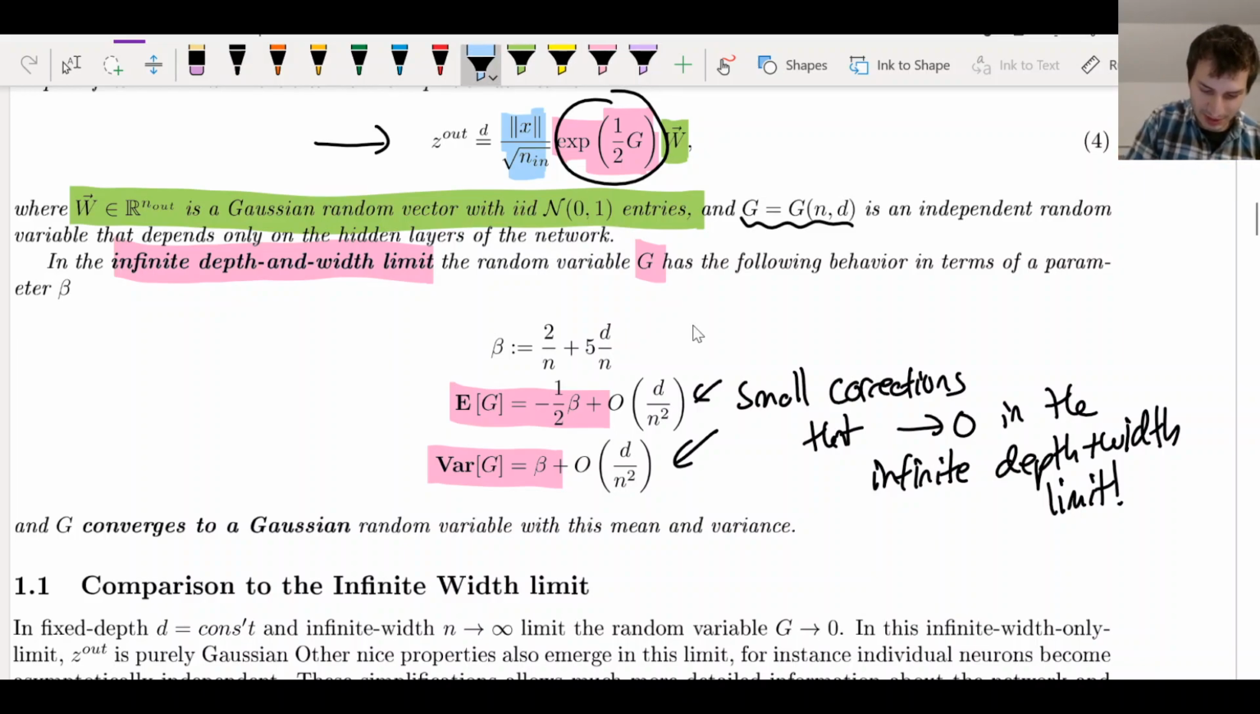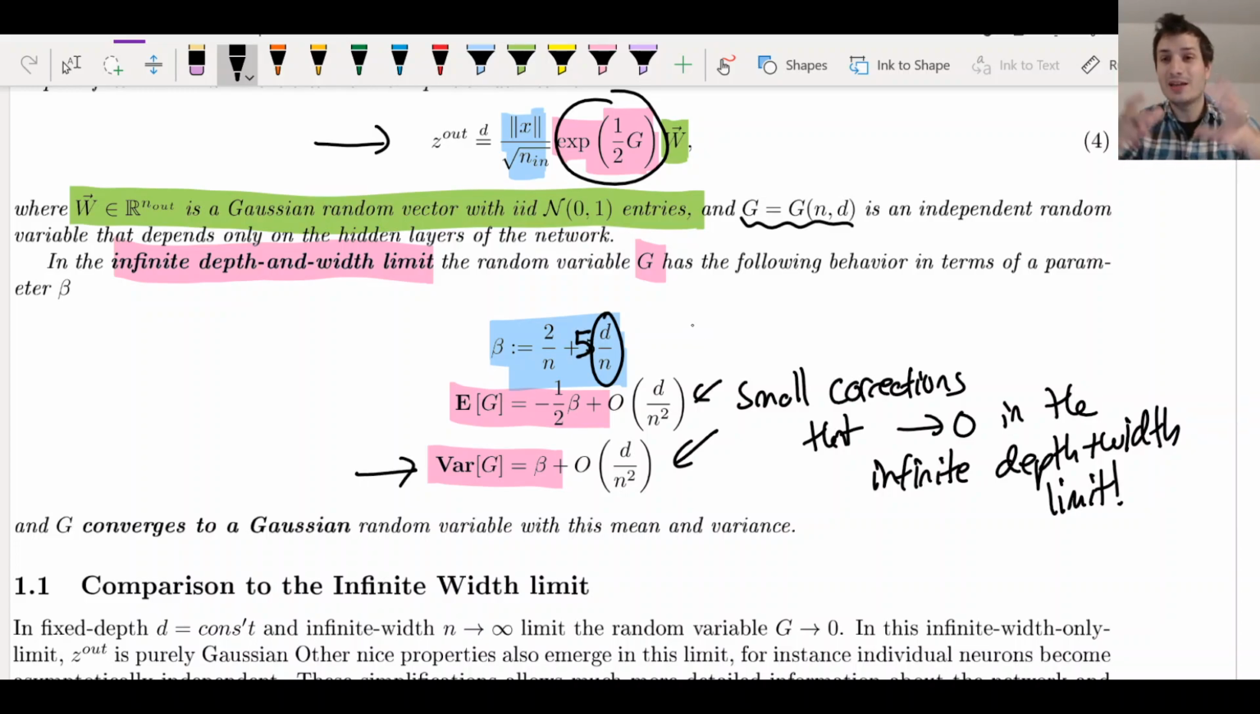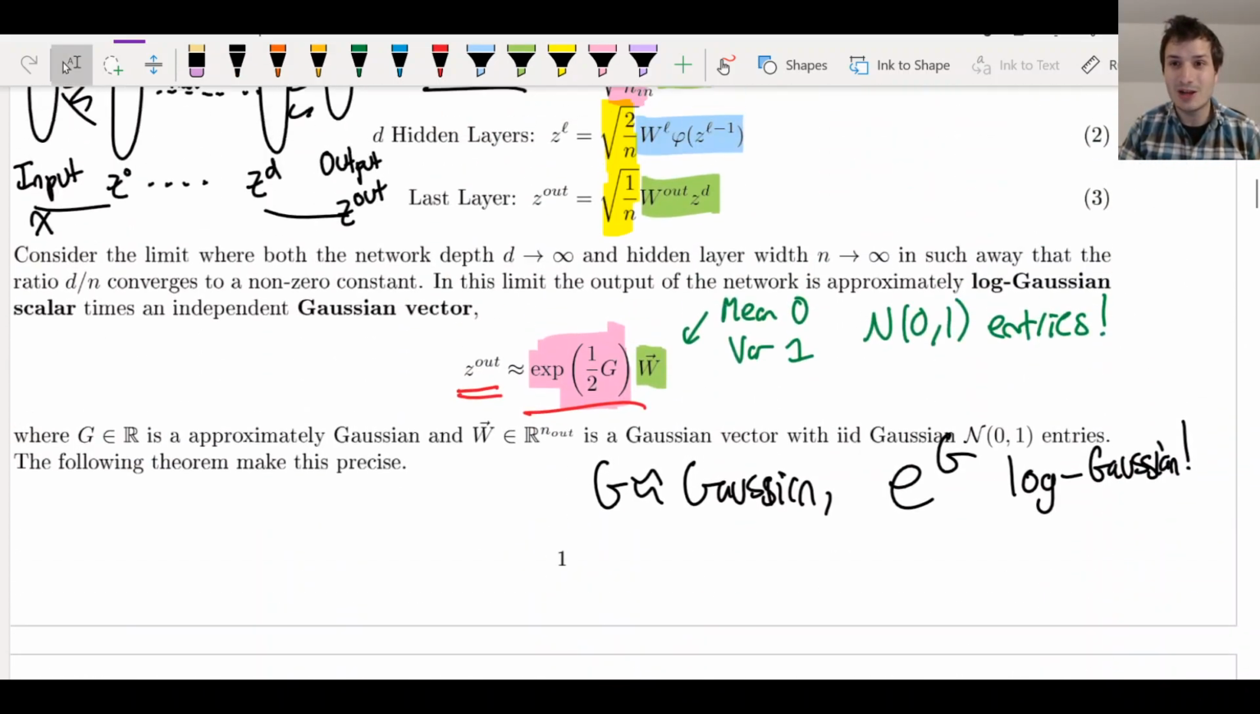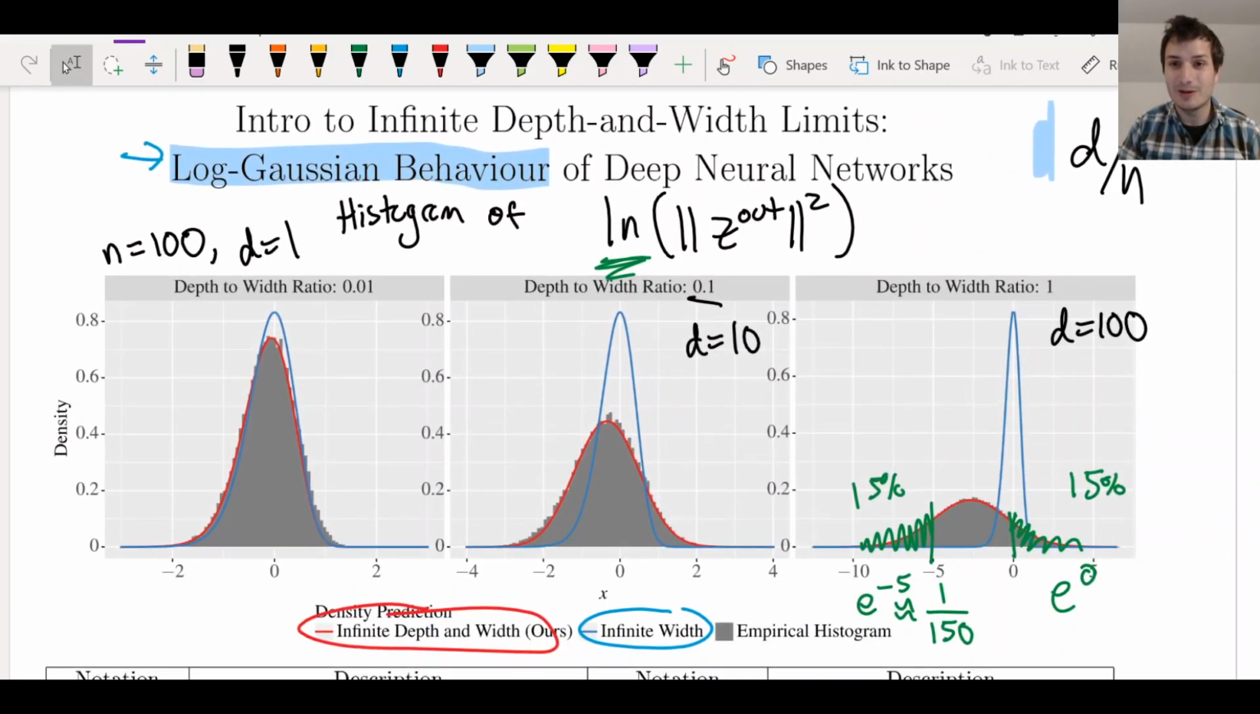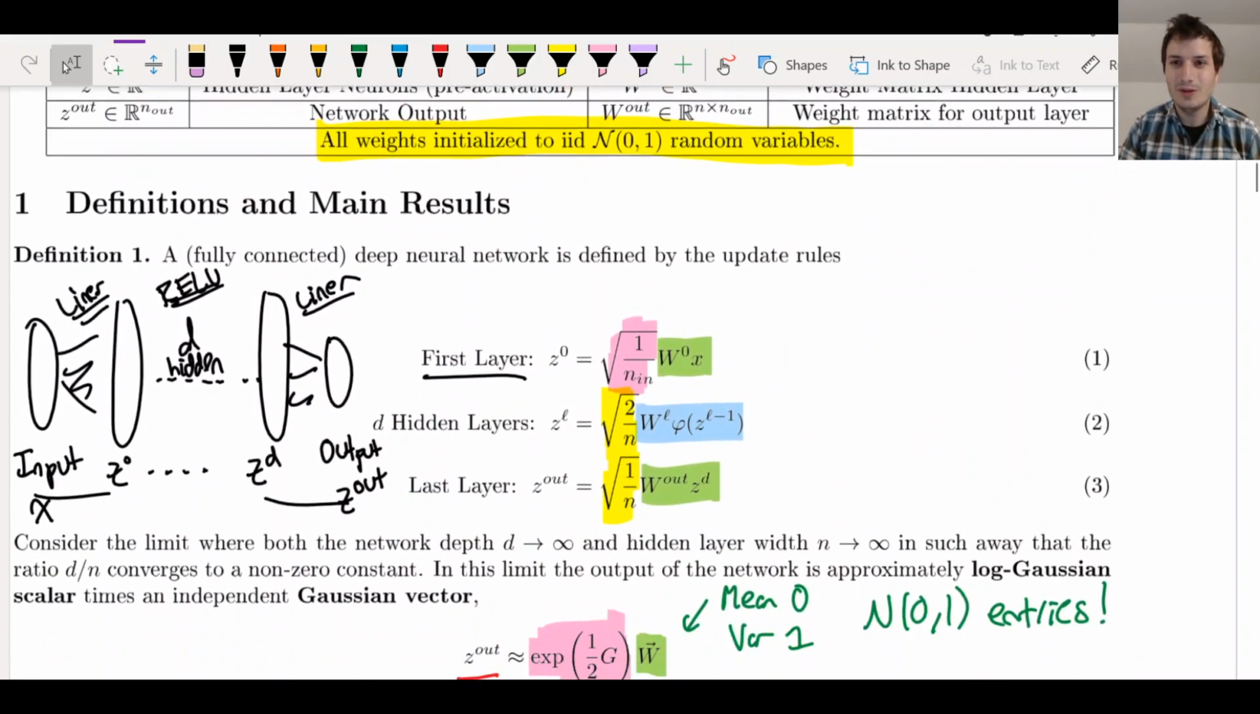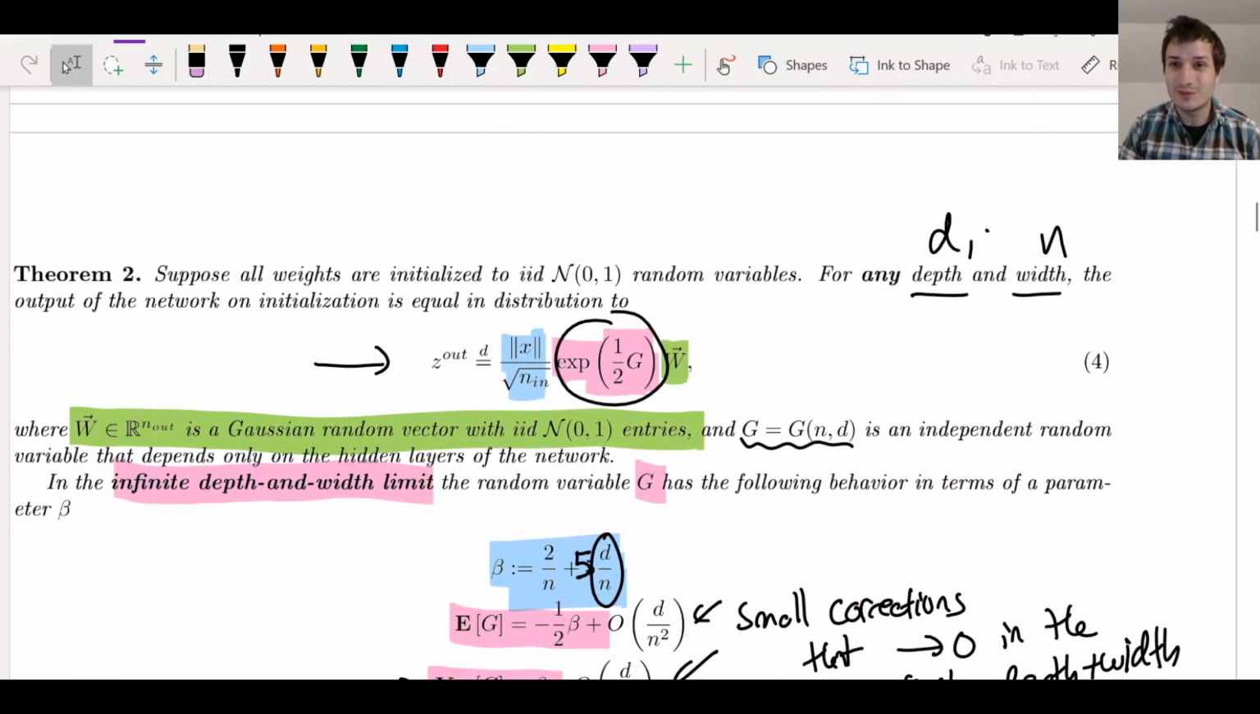This is a good formula to keep your eye on. This formula is where the depth to width ratio appears. So it's 5 times d over n, where d over n is the depth to width ratio. And what this is telling you is that the variance of the network is scaling like the depth to width ratio. So bigger depth to width ratio, bigger variance. That's exactly what we saw in the first image up here. So the bigger the depth to width ratio, the more variance you get, and that's affecting the network behavior a lot. Okay, so that is the result of the theorem.